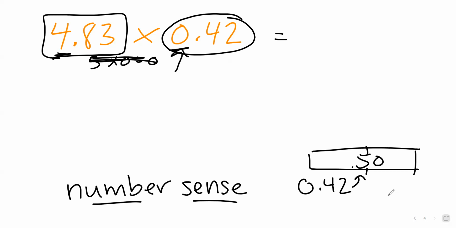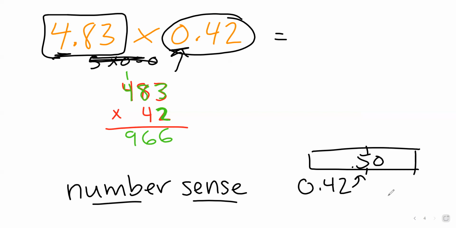So let's go back and just do the technique. So again, I'm going to ignore the decimals. So 483, I'm going to multiply that by 42. I'm going to use standard algorithm for this one. So 2 times 3 is 6. 2 times 8 is 16. 2 times 4 is 8 plus 1 more is 9. And then I'm going to say 4 times 3 is 12. 4 times 8 is 32, and plus 1 more is 33. And then 4 times 4 is 16.